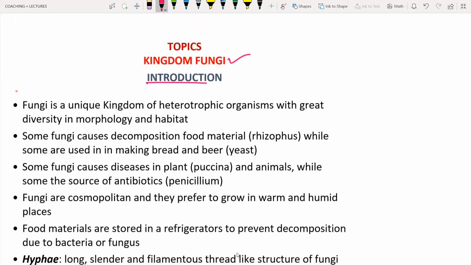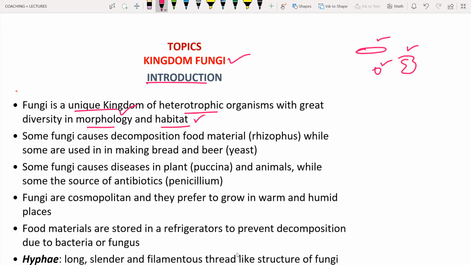Now let's start our discussion, the fungi. The fungi is a unique kingdom of heterotrophic organisms with great diversity in morphology and habitat. First of all, we have to discuss what is meant by morphology. Morphology means external study. Some bacteria are rod shaped, some are spherical, some are irregular, and so on. Such kinds of shapes are known as morphology. And habitat means how they live in different conditions, the mode of their nutrition, and so on.